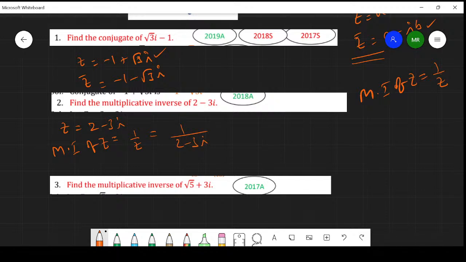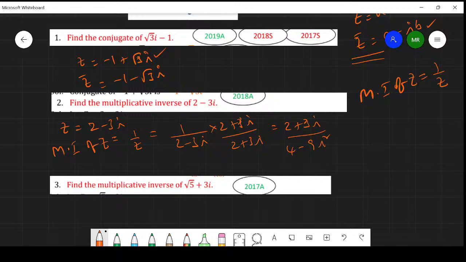But a complex number should not be written like this. You should rationalize this. What is the rationalizing factor of 2 minus 3i? 2 plus 3i by 2 plus 3i. Then it will become 2 plus 3i by, the denominator will be a minus b into a plus b, you know a square minus b square. A square, 2 square is 4, minus b square, 3i whole square, 9i square.